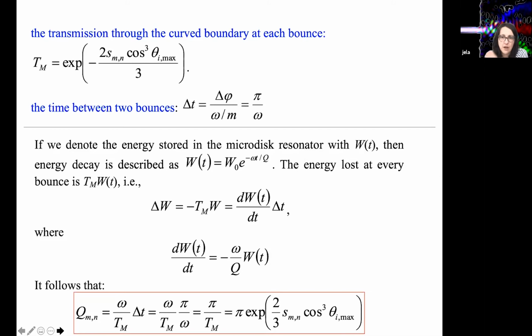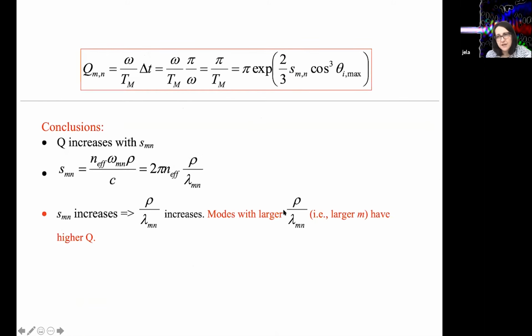So if all of the other ones are eliminated, this one will give you the upper limit on the Q factor. So let's just analyze this expression and then calculate the Q factor for our microdisk that we designed previously, right? So the conclusions from this expression are that the Q factor would increase as S_MN increases. S_MN is the N-th zero of the Bessel function of the order M. So if that zero increases, if you go to larger numbers, like larger orders of Bessel functions and so on, if you increase the zeros, the Q factor would also increase.